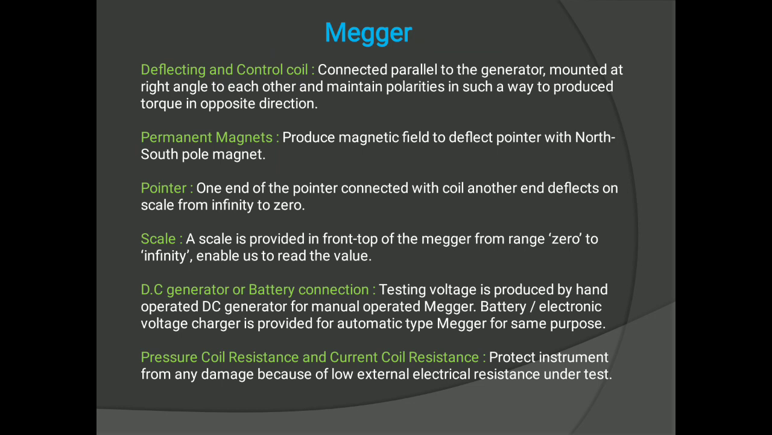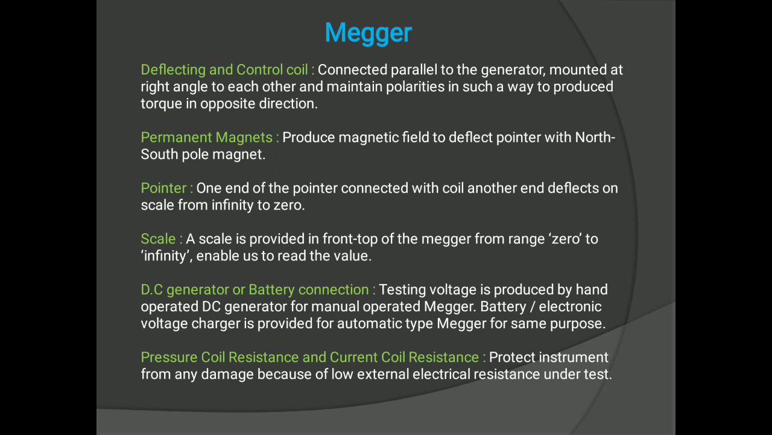Construction of Megger. It consists of a hand-driven DC generator and a direct reading ohm meter. There are two coils, PC and CC. Both the coils are fixed together at some angle. They are free to rotate about a common axis between the poles of a permanent magnet. The coils are connected in the circuit through flexible leads which exert no restoring torque on the moving system.